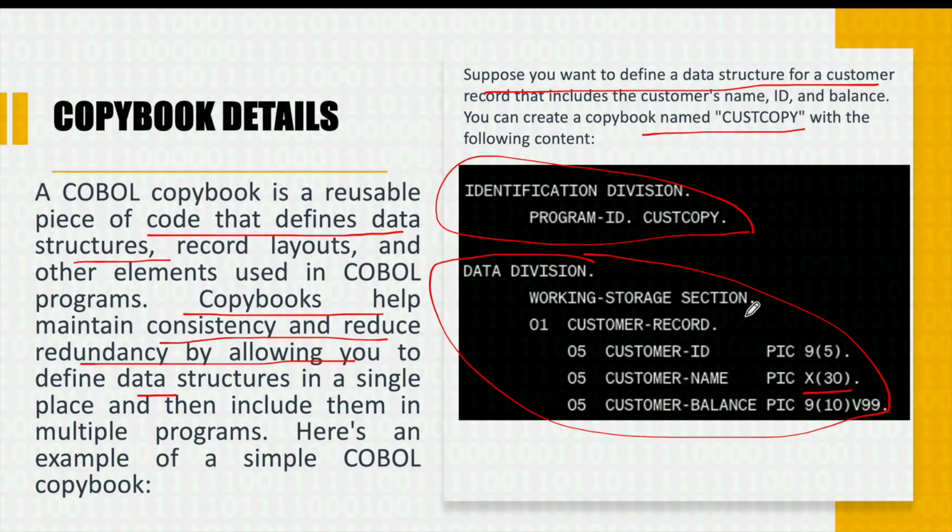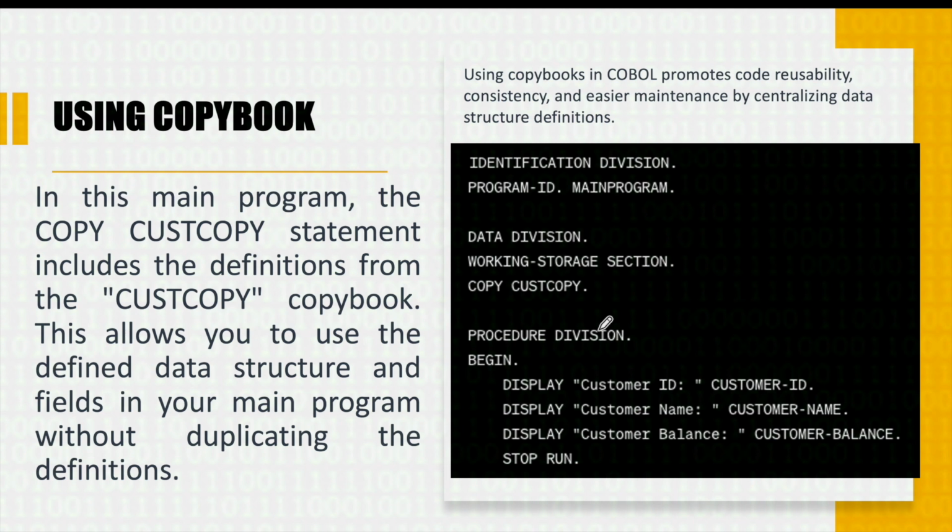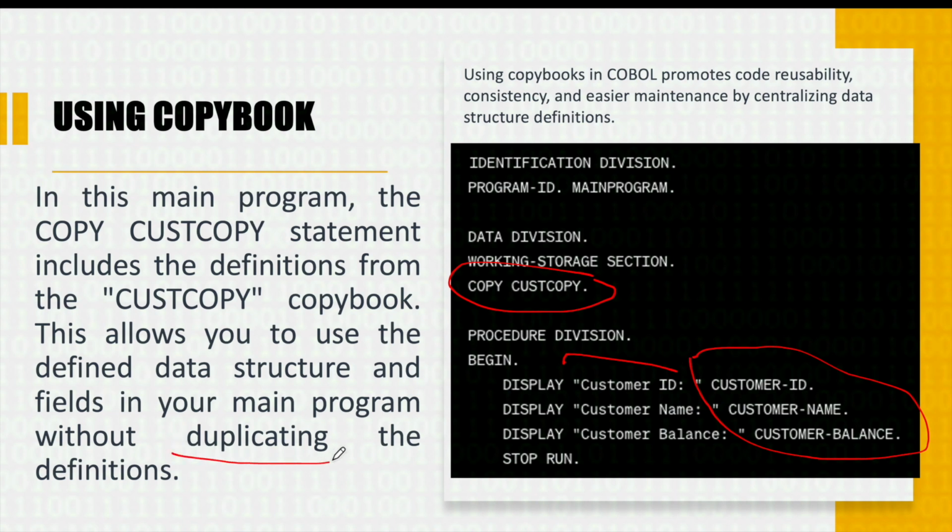Now, how can we use this copybook in our program? There is a main program, and you can utilize the copybook. How? You can say this, and then you are able to use all those structures which were defined earlier. You are able to use them here. So this allows you to reuse the copybook which you created earlier, and you don't have to duplicate. So it avoids duplication and enhances reuse.